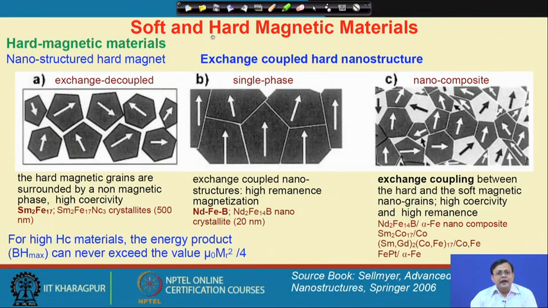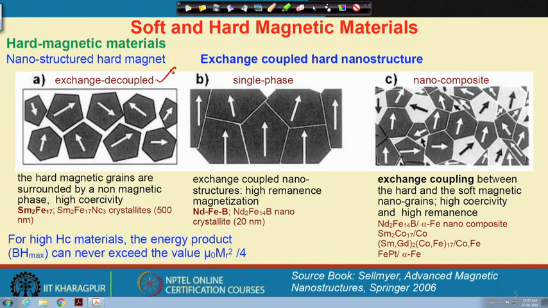Now, for nanostructured magnets, or let us say exchange coupled hard magnetic microstructure, three major types of microstructure have been classified. If you have a look at the left hand side, I have shown you the first one, which is the exchange decoupled magnet. The most important terminology here is decoupling, meaning I have one magnetic phase and the other phase which is a non-magnetic phase. Okay. So, this is a non-magnetic phase.